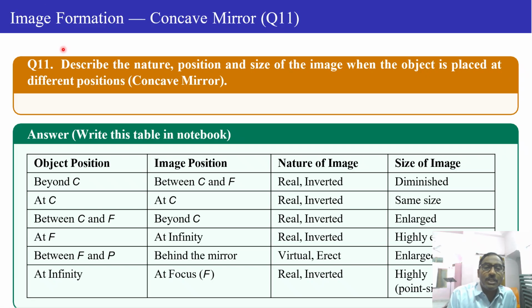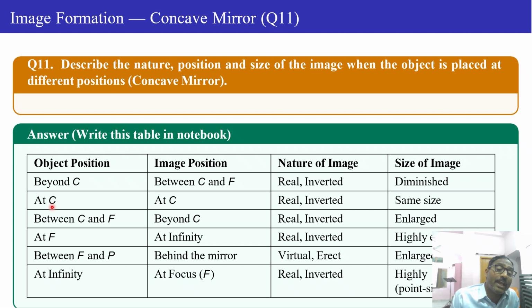Now image formation by a concave mirror. Describe the nature, position and size of the image when the object is placed at different positions. So we are considering a concave mirror. Object position beyond C. If we take the object beyond C, the image is formed between center of curvature and focus, and you will get a real inverted image. The size of the image compared with the object is diminished.